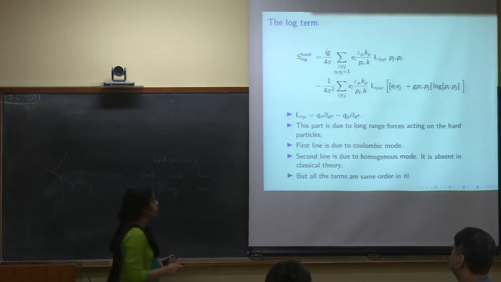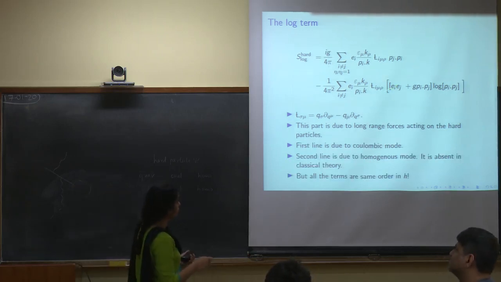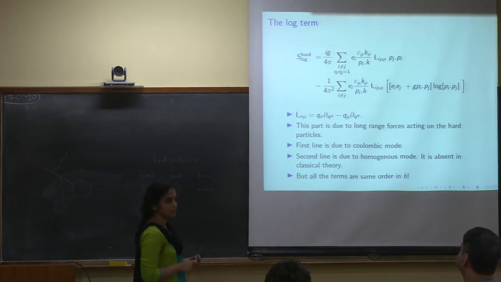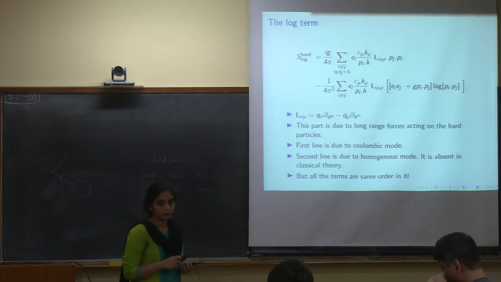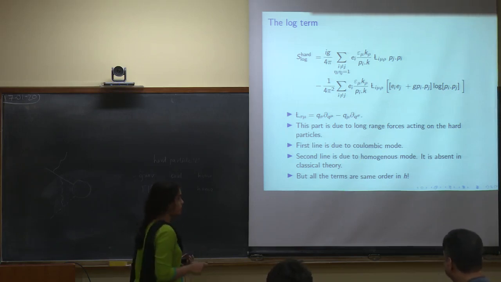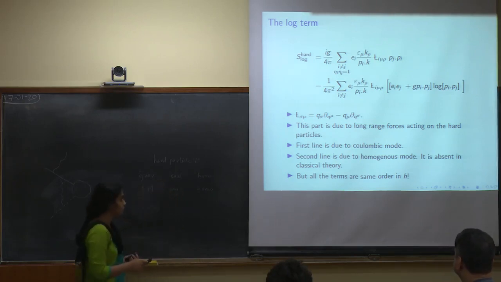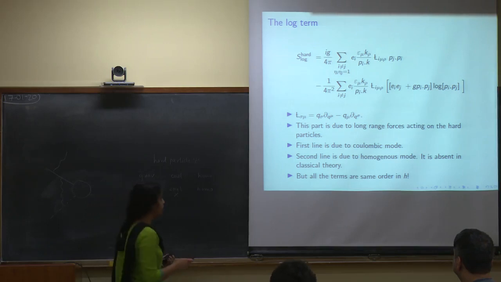Yeah, and so this term, the homogeneous term, is absent in classical theory. But all the terms are the same order in h. All are h to the power 0, the Planck's constant. So this is a little bit puzzling. Let's discuss it in detail later on.